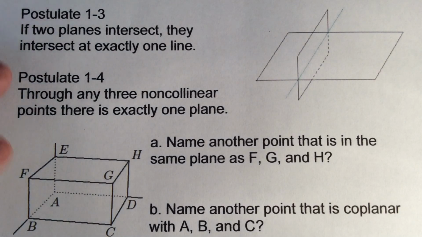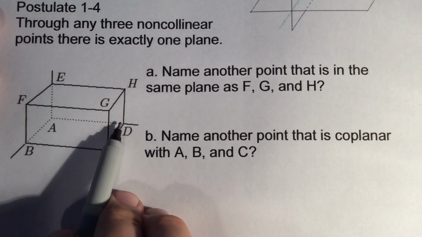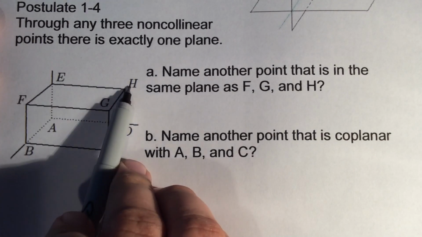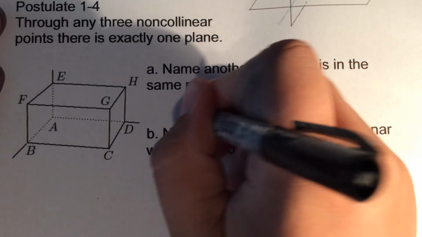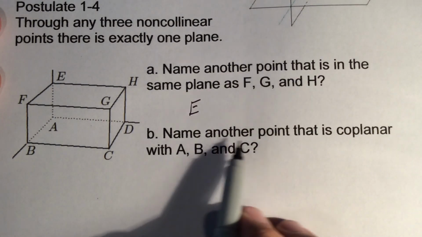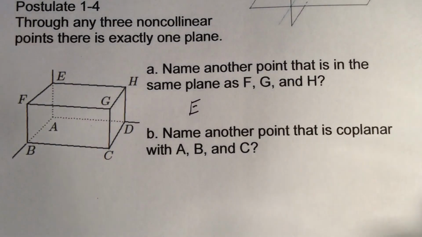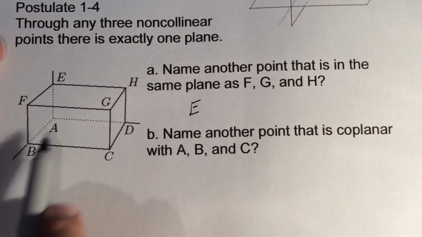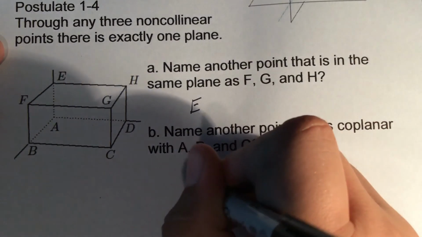Name another point that is in the same plane as F, G, and H. If we're looking at this, we have F, G, H. The only other point that's in that one would be point E. Name another point that is coplanar with A, B, and C. Coplanar means same plane. If we have A, B, C, the only other point that's in that same plane would be D.